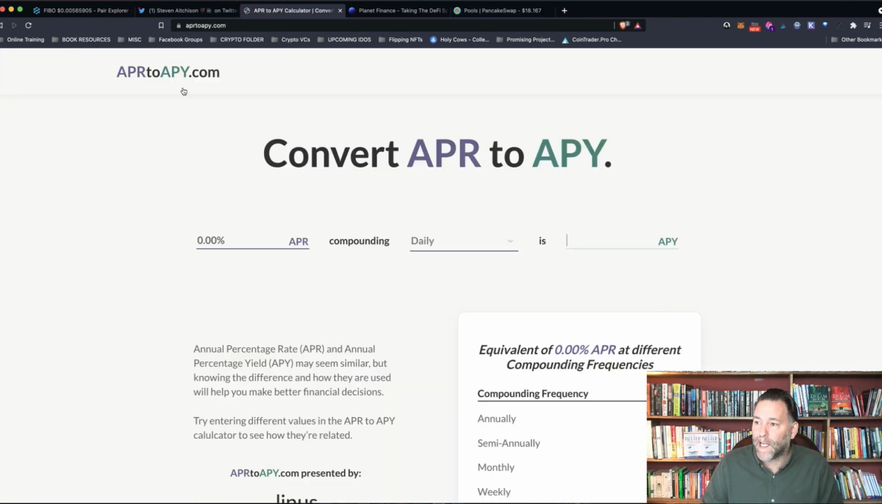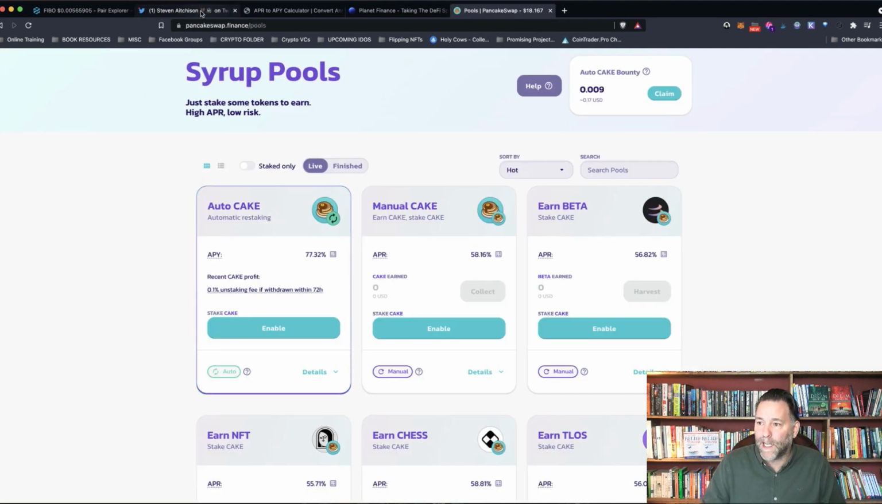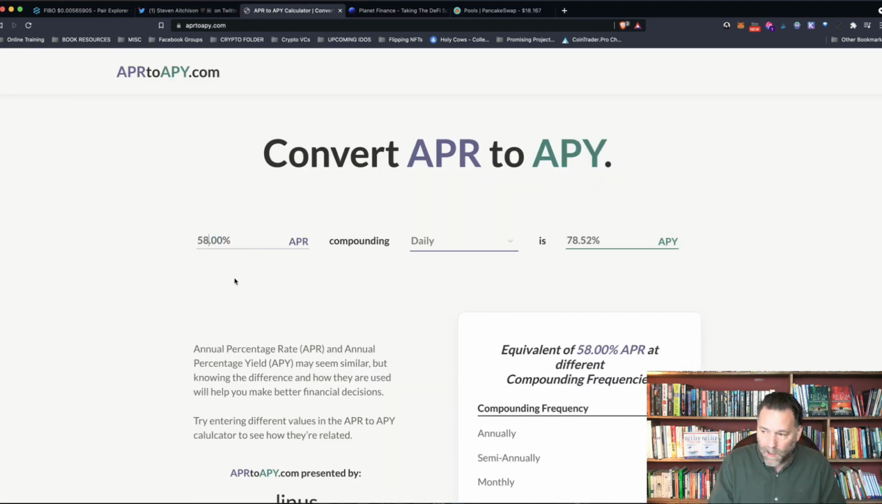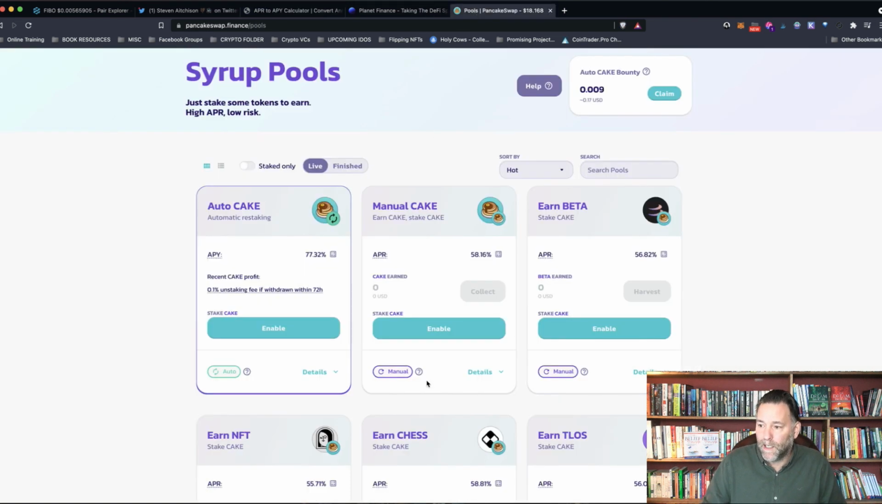So we're going to go over to a calculator, and you can see if we put in a number here, it's going to calculate your APY if you were getting rewards on a daily basis or a monthly basis. Say you're getting, just now, we'll go with PancakeSwap, 58% just now. You can see the APY is 78%. And you can see that here, 77.32% is the APY for AutoCake.